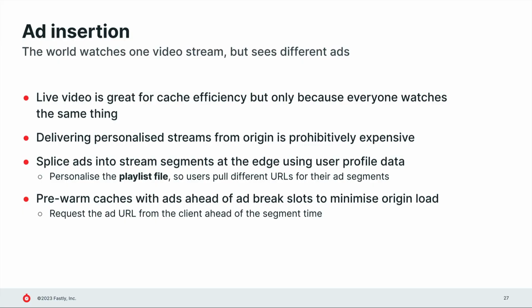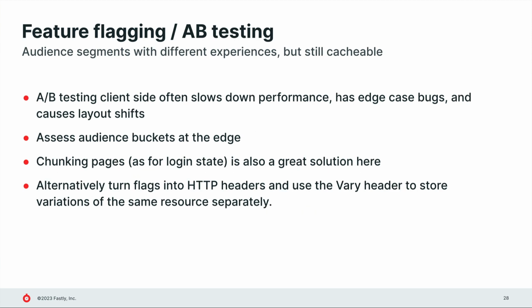But as soon as you hit an ad break, you don't want your server suddenly overwhelmed because all your player clients now suddenly need different ads. So consider also pre-warming the relevant POPs by requesting ad segments ahead of time. A/B testing and feature flagging is another great use case for edge compute and for edge data storage.